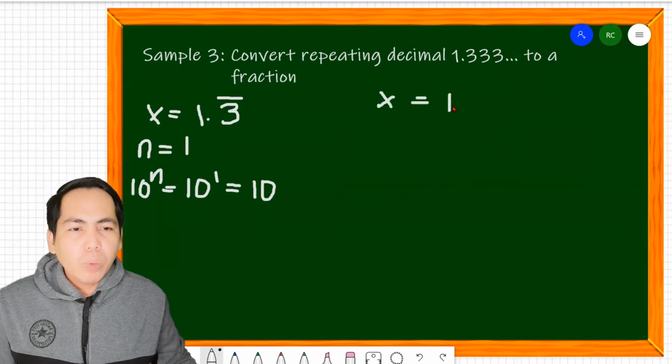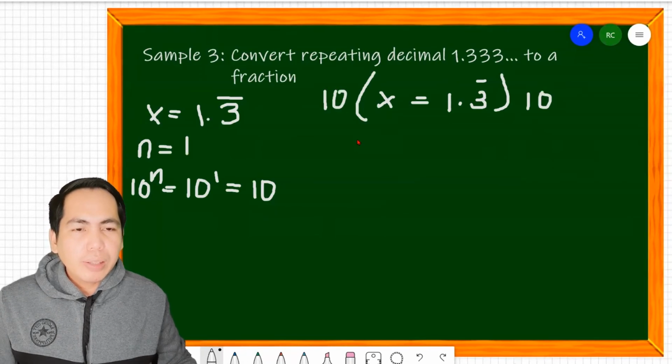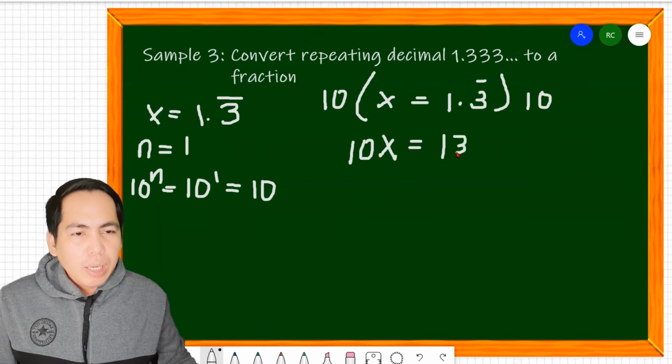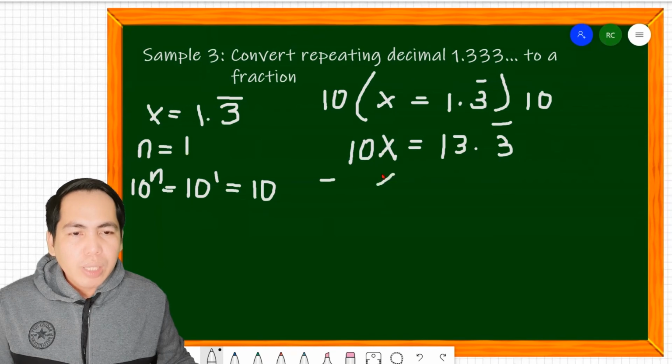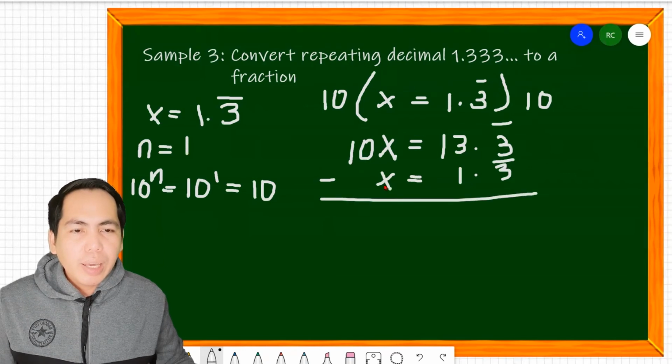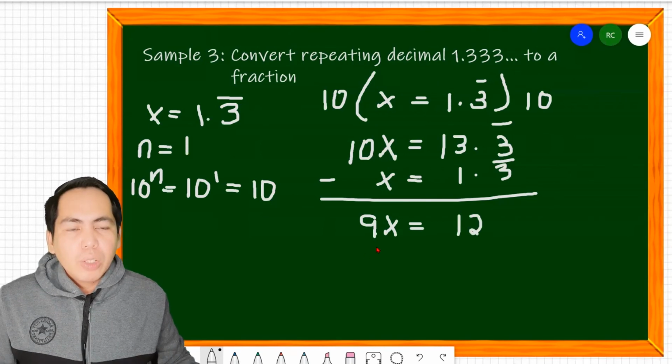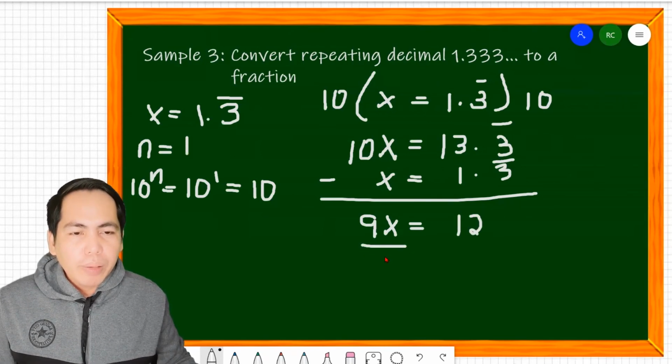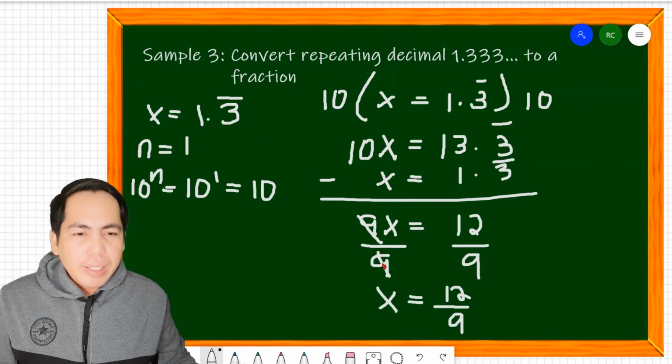So x is equal to 1.3 bar, and then we are going to multiply this by 10. So 10 times x is 10x, is equal to 13.3 bar. This second equation, we are going to subtract by our first equation, which is x is equal to 1.33 and so on. So 10x minus x will give us 9x is equal to 12. To compute for x, we have to divide both sides by 9. 9 is cancelled, so x is equal to 12 over 9.